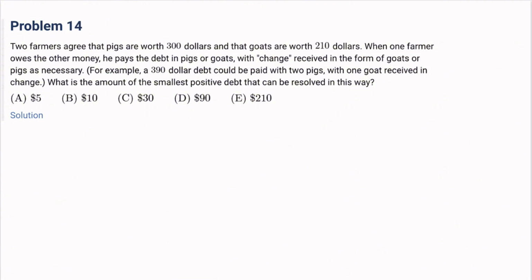Okay, so first of all, $200 debt, that is obviously possible since somebody can just give the other 1 goat, right? And the $90 debt is also possible because somebody can just give $300 and then take $200 in return. And then for 30, this is also possible because this is 210 times 3, right? So give 3 goats and then get 2 pigs back, right? So this is going to be 30. Right, so 30 is also possible, but then from $10 this is not possible, right?